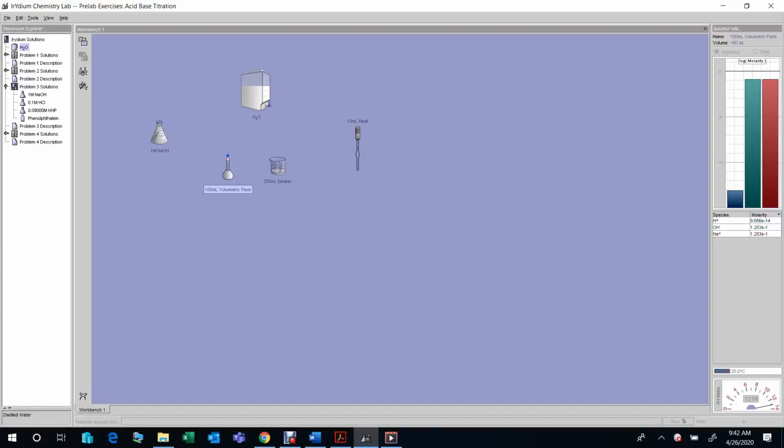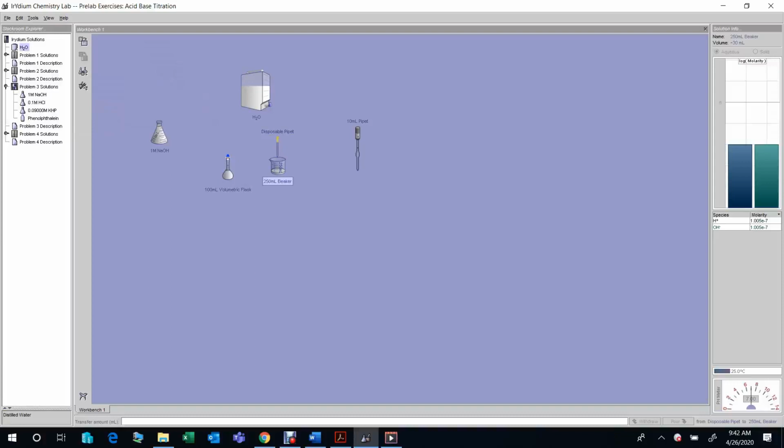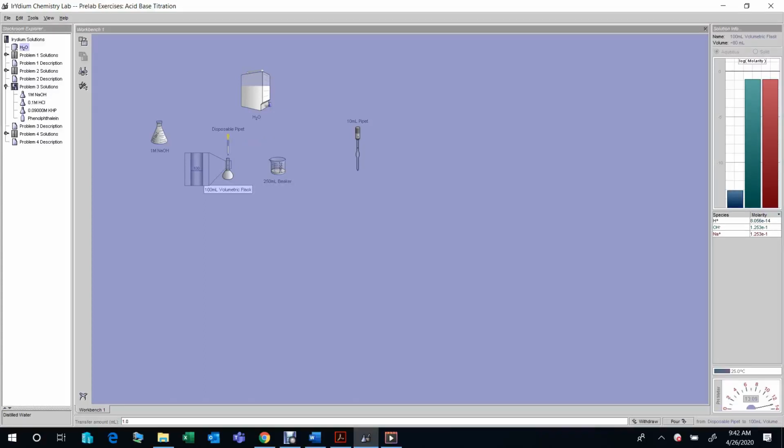And later on, we need to add water using a disposable pipette. Each time we can add 1.0. That's the capacity of the disposable pipette, and then we need to add 1 milliliter by 1 milliliter. We first withdraw, and then we pour. You see, 1.0. Now the solution level is behind.